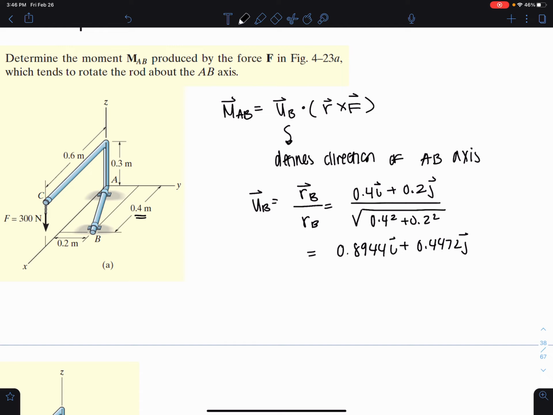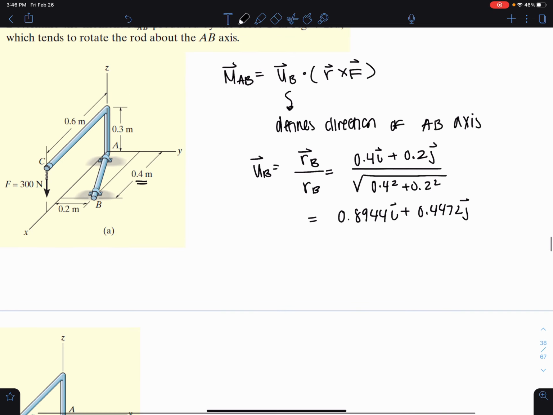And this vector R is directed from any point on the AB axis to any point on the line of action of the force. Remember, that's very important. This position vector is directed from any point on that AB axis to any point on the line of action of the force. It does not have to be that perpendicular distance. Okay, and I'm going to give you guys some examples of that.